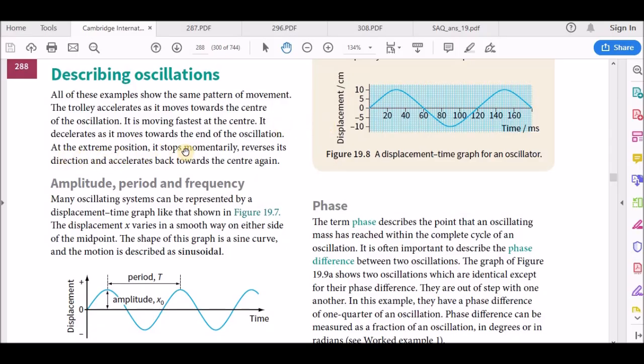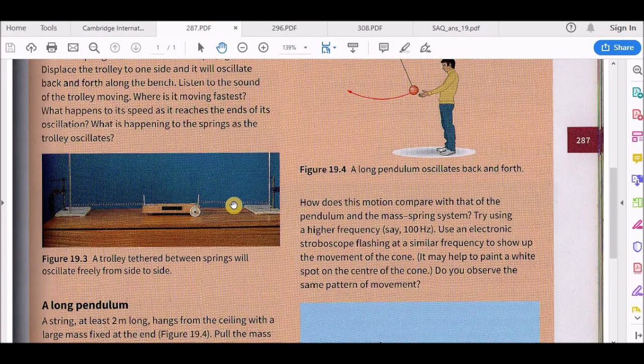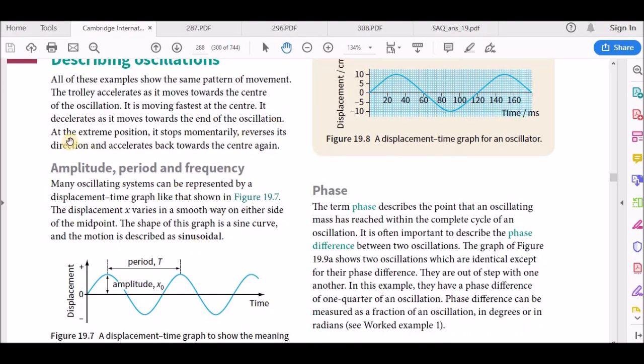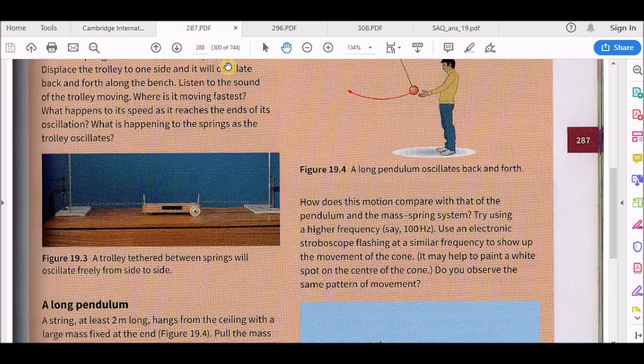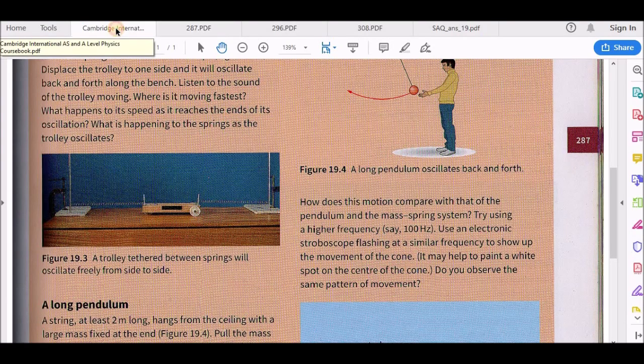At the extreme position, it stops momentarily, reverses its direction, and accelerates back towards the center again. So once it goes to the extreme end, it reverses the direction and comes back towards the equilibrium position. Always the acceleration is towards the center. No matter where the object is that is undergoing simple harmonic motion, the acceleration is always directed towards the equilibrium position, or towards the center.